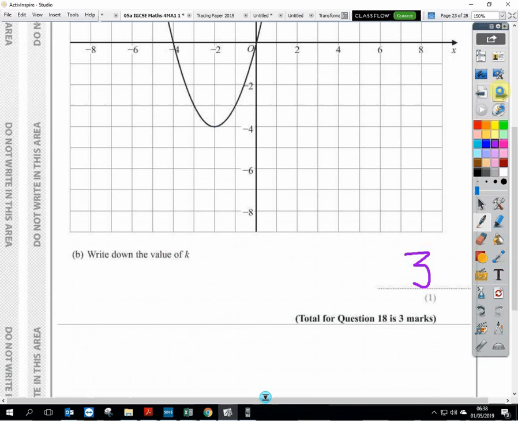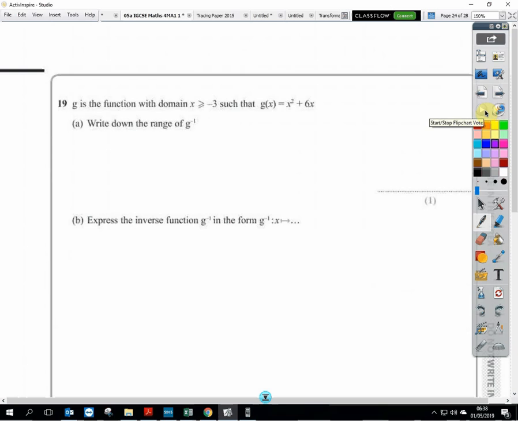Okay, next question. Question 19. So we have some information about a parabola, x squared plus 6x. Write down the range of the inverse function.